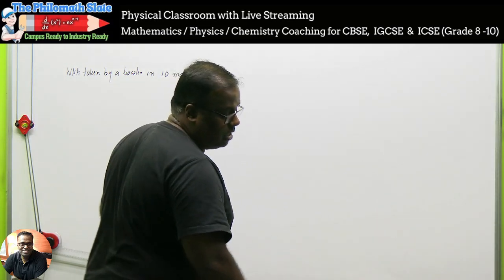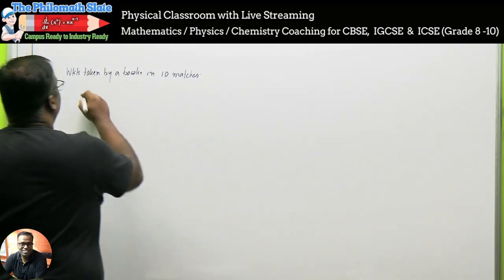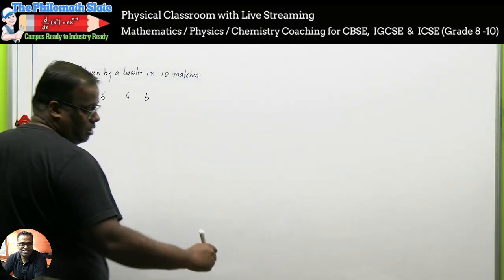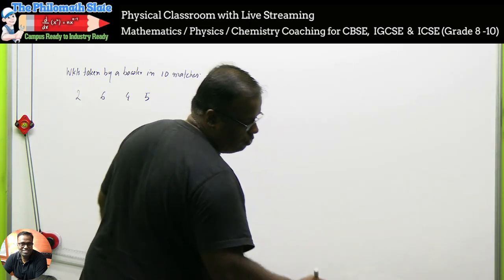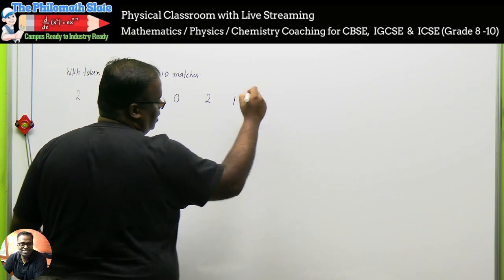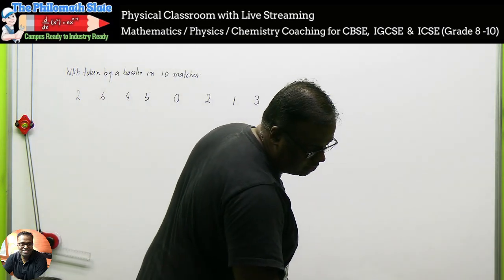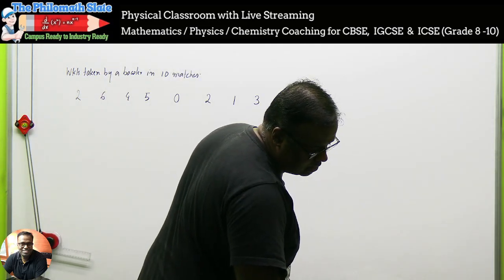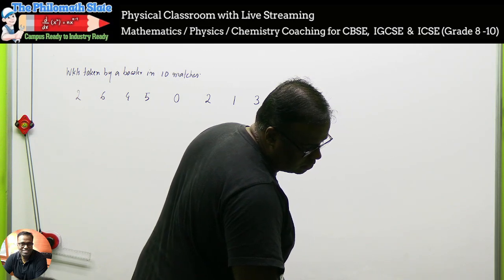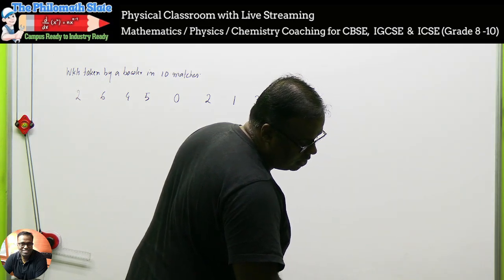So the wickets taken are 2, 6, 4, 5, 0, 2, 1, 3, and then 2, 3.